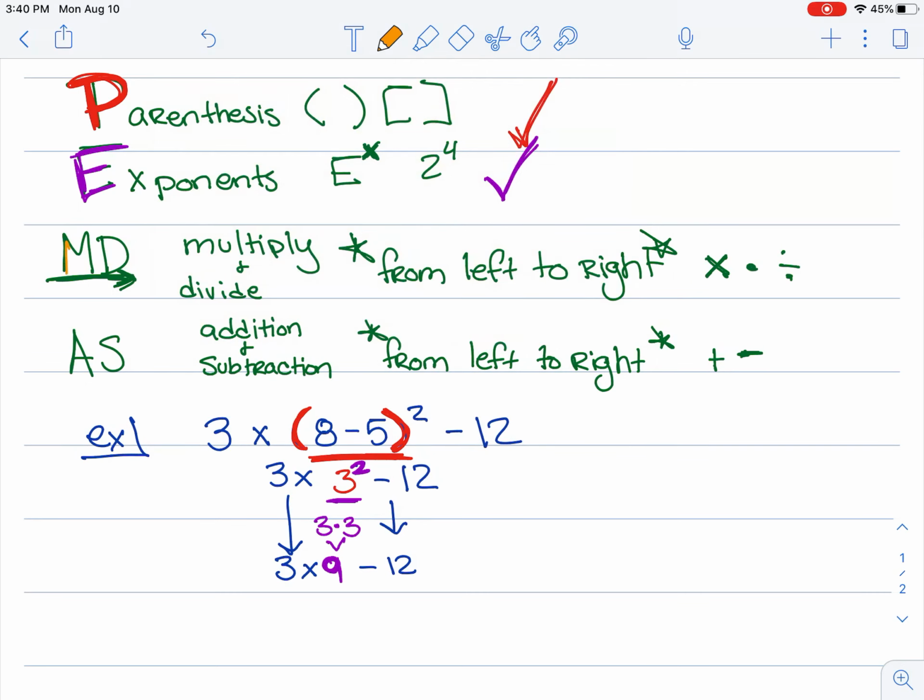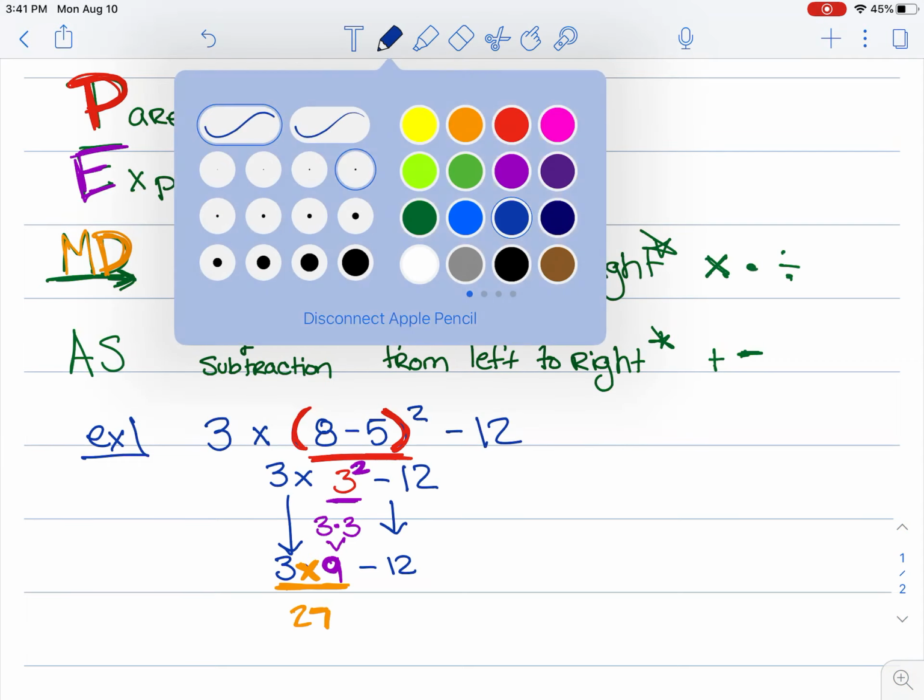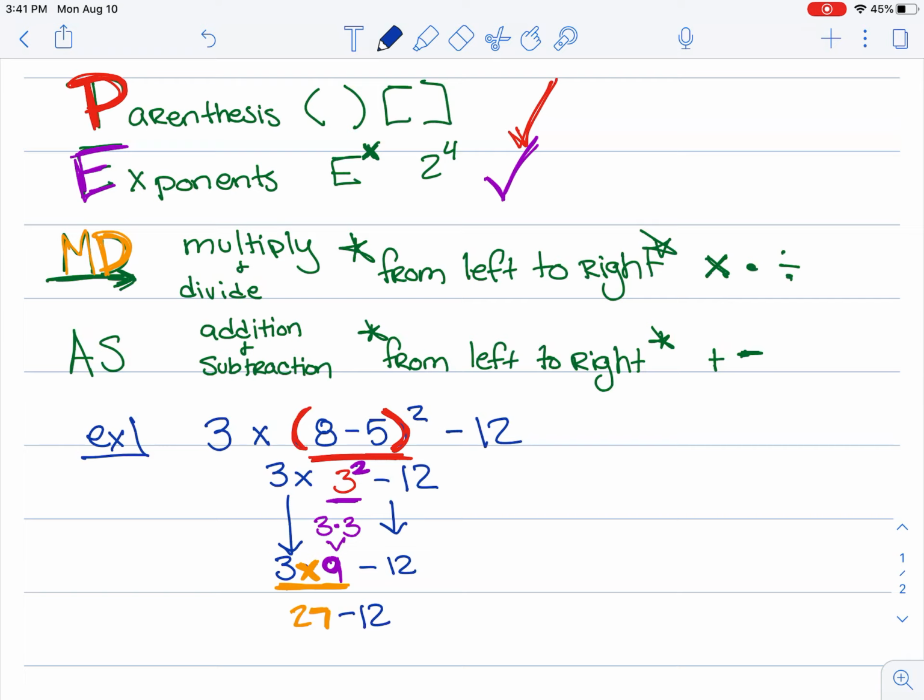I'm now looking for multiplication or division, whichever one comes first. So I'm looking for two things here. I see a multiply sign. So I'm going to do this part first. 3 times 9 is 27. I'm going to bring down the rest of my equation. I'm going to check for more multiplication or division, and there's not any more, so I'm going to check that off. I'm good.